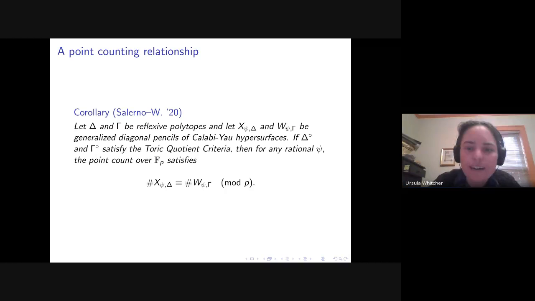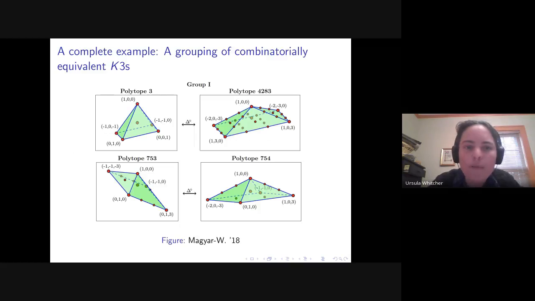Okay, thanks. Yeah. And so maybe that's easier to see in an example. Here are four polytopes that satisfy the toric quotient criteria. These are all sort of square pyramids, if you will, or rectangular pyramids. So in that sense, they're combinatorially equivalent, but they also satisfy the same relationships among their vertices, in the sense that you can take the same integer combinations of their vertices, add them up, and get 0.